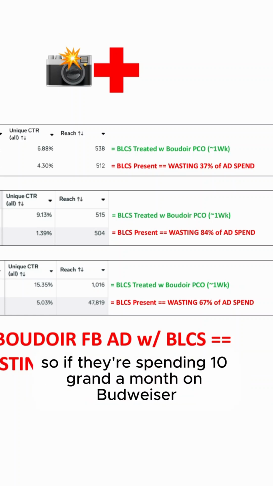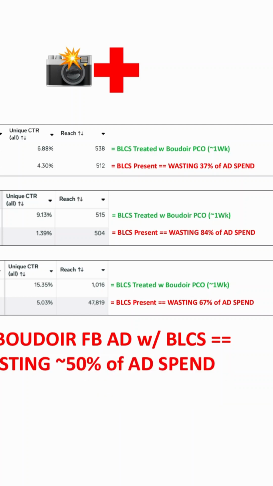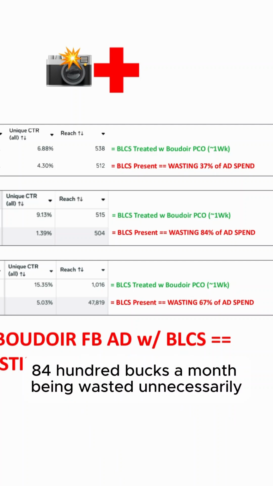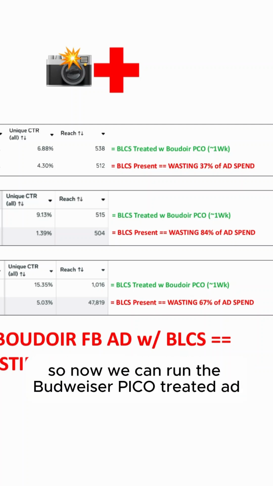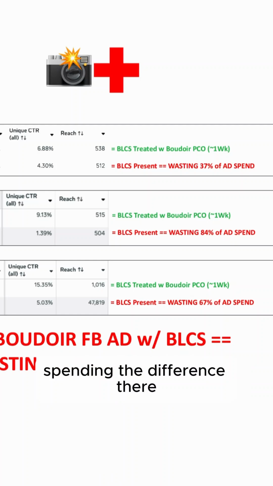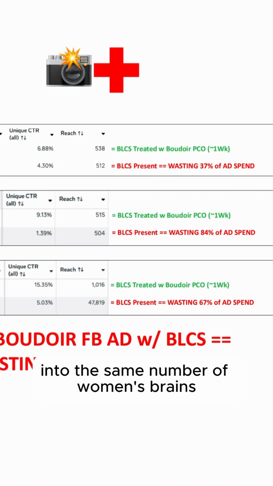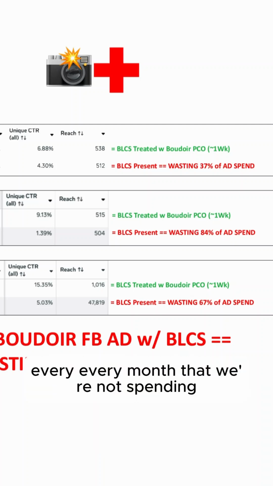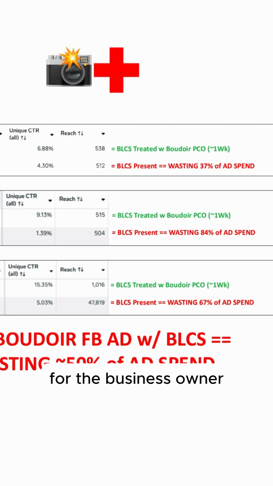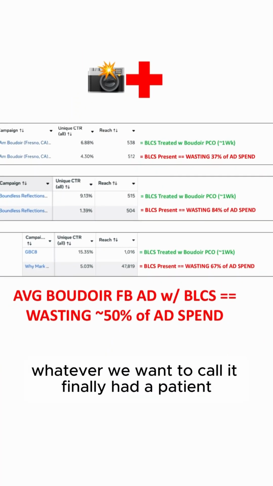So if they're spending 10 grand a month on boudoir Facebook ads, $8,400 a month is being wasted unnecessarily, just going to Facebook for no reason. So now we can run the boudoir Pico treated ad, spending the difference, $1,600 a month, and we're gonna get our boudoir Facebook ad into the same number of women's brains as the original boudoir Facebook ad spending 10K a month. So 8,400 bucks a month, every month that we're not spending it, it's kind of like a phantom profit for the business owner. That's like 100 grand over the next 12 months, phantom profit or extra profit, whatever we want to call it.